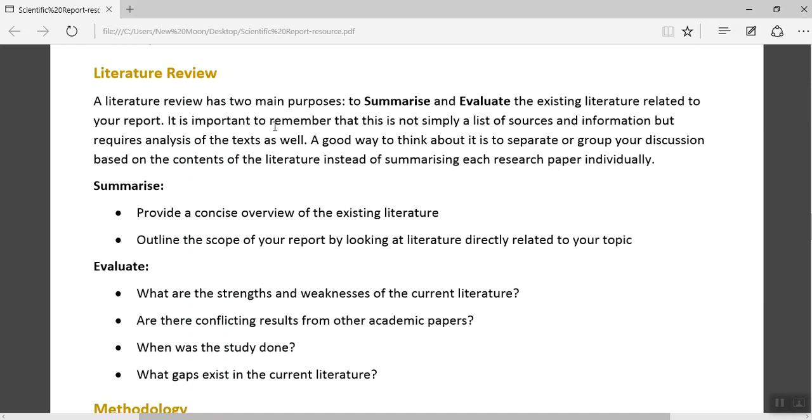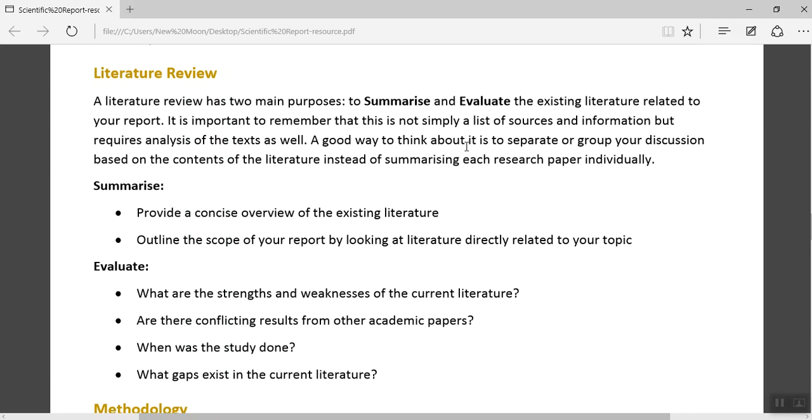It is important to remember that this is not simply a list of resources and information, but requires analysis of the text as well. It is not simply giving resources, like this research paper has been written by this person about this, its rating is this, and it has been published in IEEE or this and that. Rather, it is a solid way of getting information and analyzing the text, to see which contribution is better and whose contribution is not better.